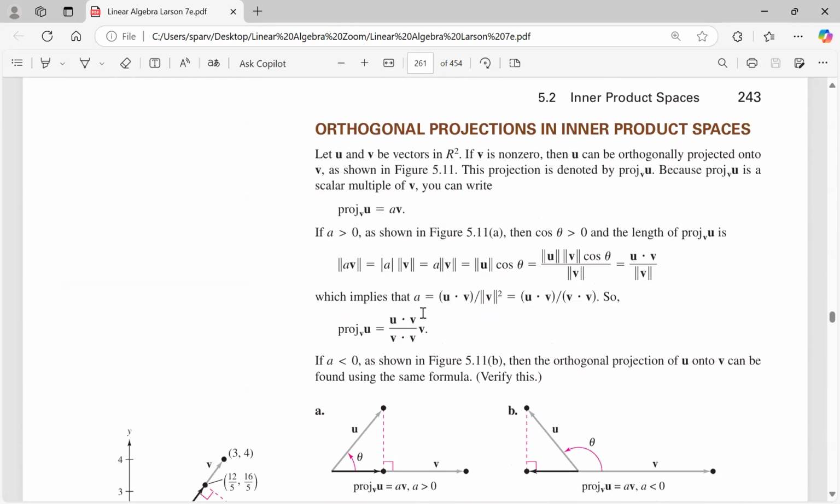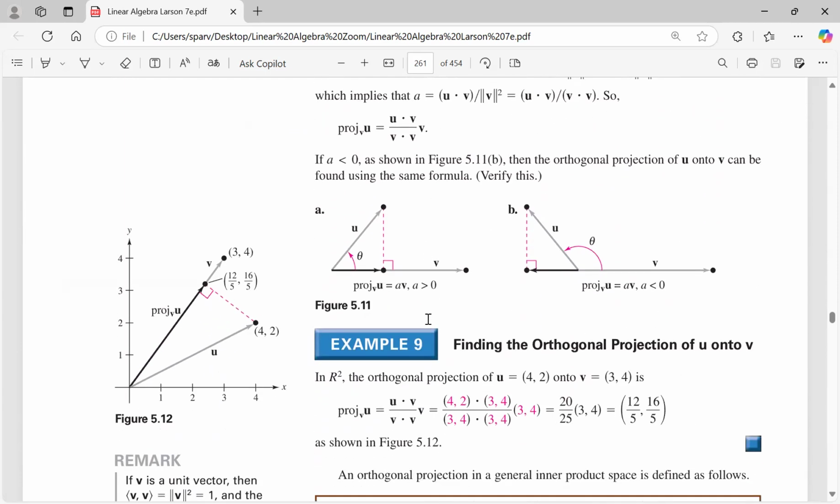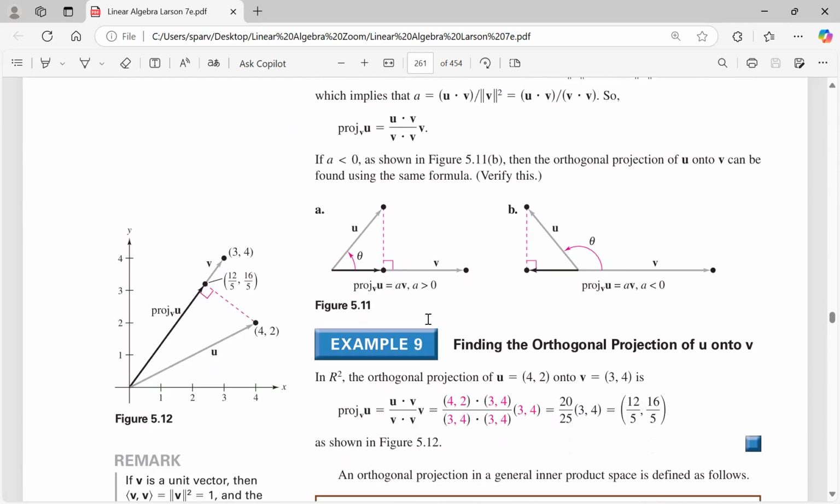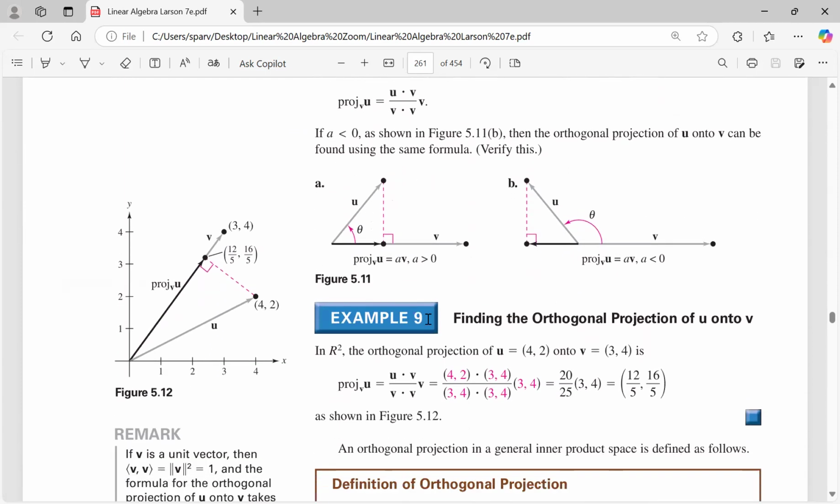And then, let's see, we talked about the orthogonal projection of a vector onto another one.